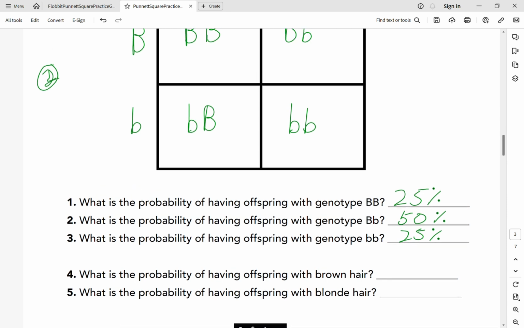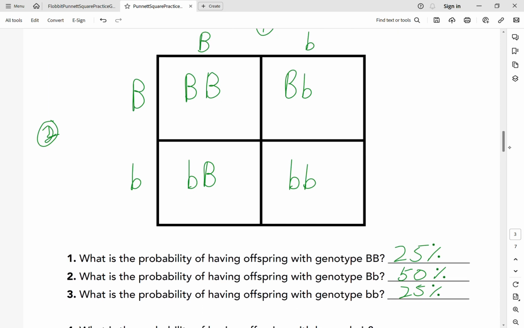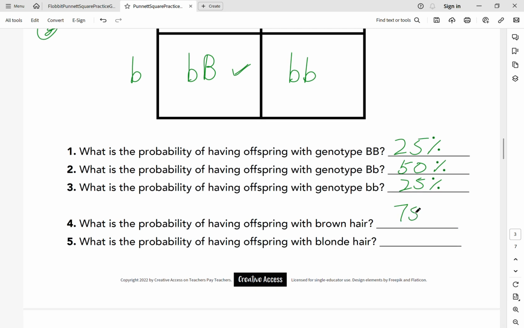So, which ones will have brown hair? Well, any box with a capital B will show up as brown hair. So which ones have capital B's in them? This one, this one, this one. That's 3 boxes. So 3 boxes combined is 75%.